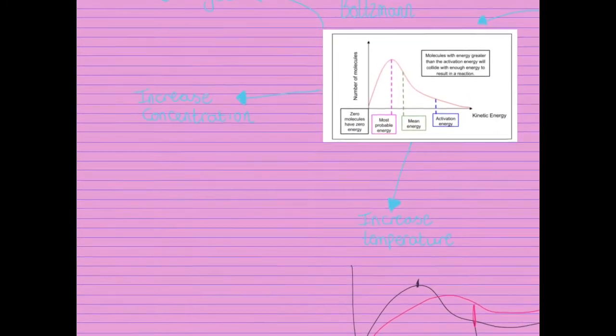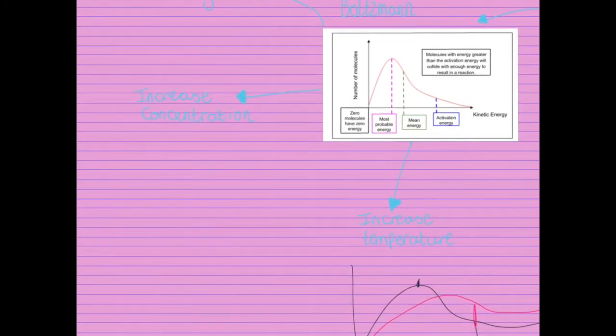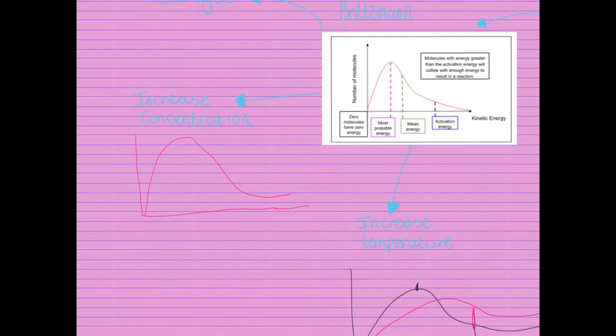Next one then, increasing the concentration. Increasing the concentration is a little bit different. So if I just draw a normal one, when you increase the concentration, you're actually increasing the number of particles, okay? So it would actually be higher up and over because you are increasing the number of particles. So by increasing the number of particles, you're increasing the number that will have activation energy, okay?